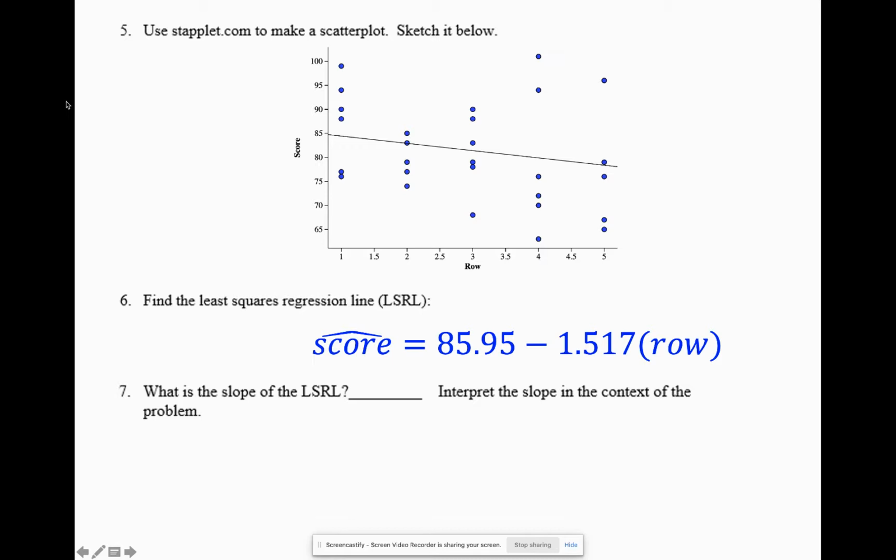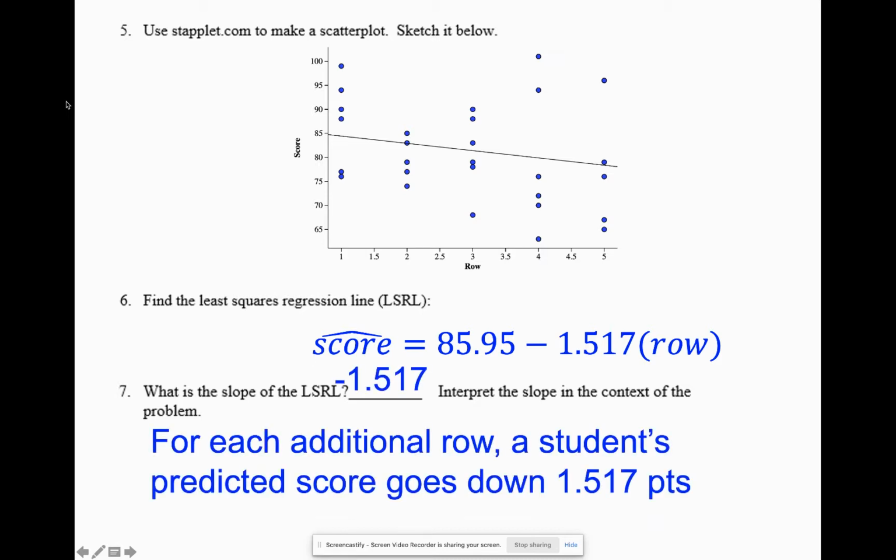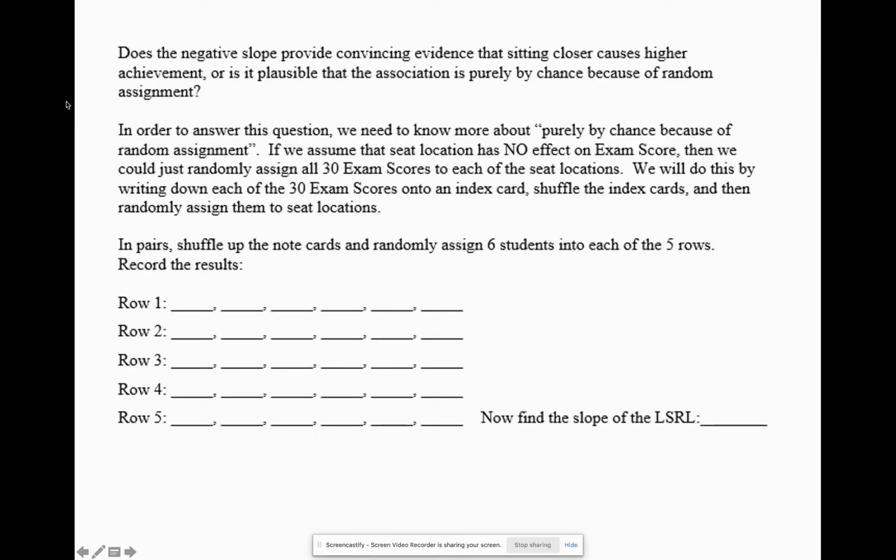What we were really interested in was determining whether this was a relationship that just happened by chance, or if there was convincing evidence that seat location did have an effect on grades. So we ran a simulation under the assumption that seat location had no effect on exam score. If that was true, we should be able to take all 30 scores, randomly assign them to different rows in the room, and calculate the slope. We would probably get negative slopes in most cases if seat location did make a difference.